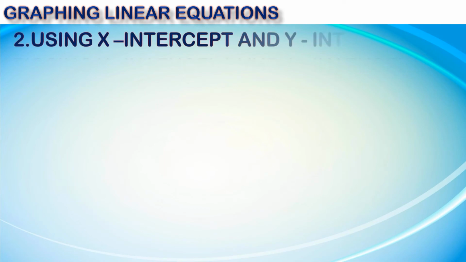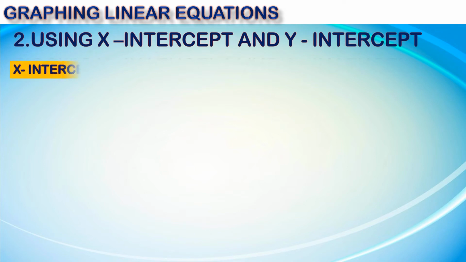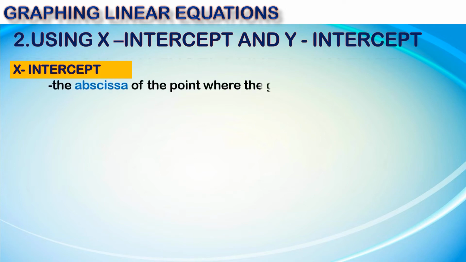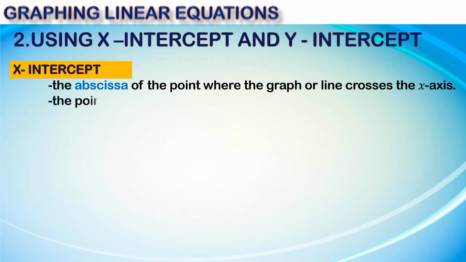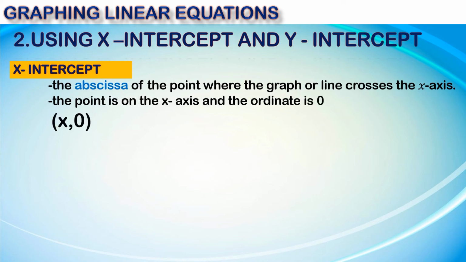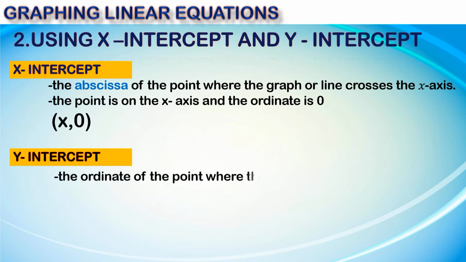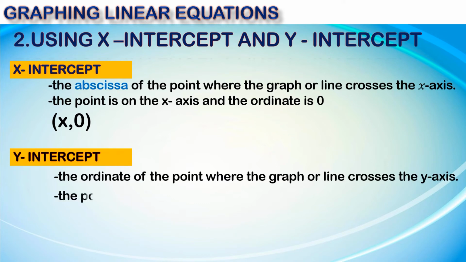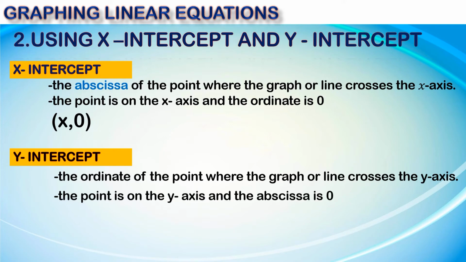Another way of graphing a linear equation is by using the x-intercept and the y-intercept. So what is the x-intercept? The x-intercept is the abscissa of the point where the graph or line crosses the x-axis. So therefore, the point is on the x-axis and the ordinate is 0, so we have the ordered pair (x, 0). How about the y-intercept? The y-intercept is the ordinate of the point where the graph or line crosses the y-axis. So here, the point is on the y-axis and the abscissa is 0. So therefore, we have the ordered pair (0, y).